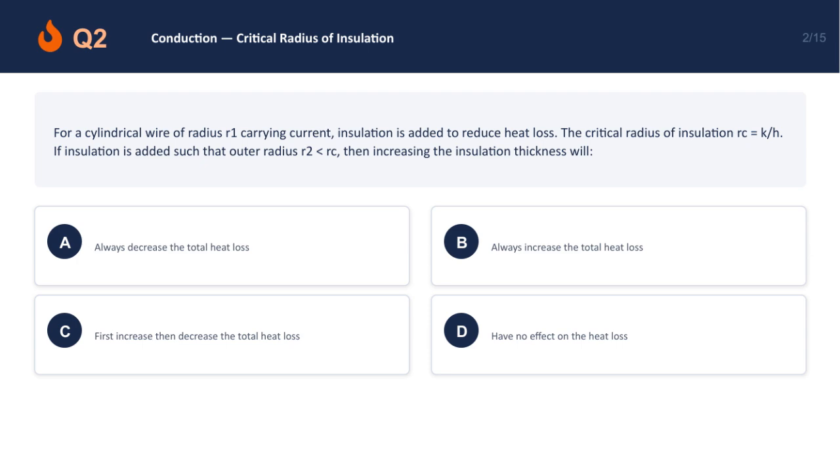This occurs because the increase in the wire's outer surface area allows more heat to escape through convection, and this effect outweighs the benefit from the added insulation thickness. Essentially, heat loss keeps increasing until the insulation reaches that critical radius. Once the insulation thickness passes this critical point, further adding insulation will then start to reduce heat loss effectively. So for any insulation thickness less than the critical radius, the total heat loss increases continuously towards a maximum. This is a key concept to remember when designing insulation for cylindrical objects like wires.